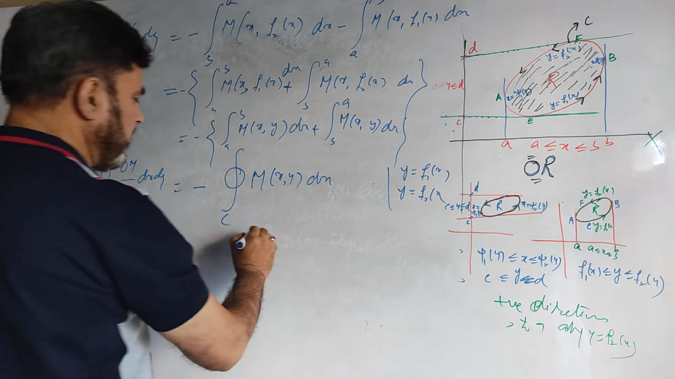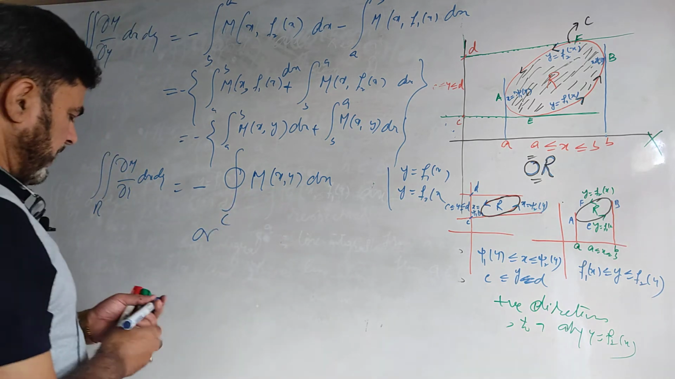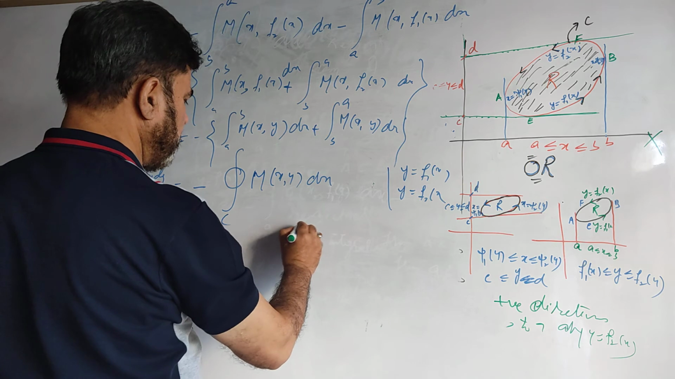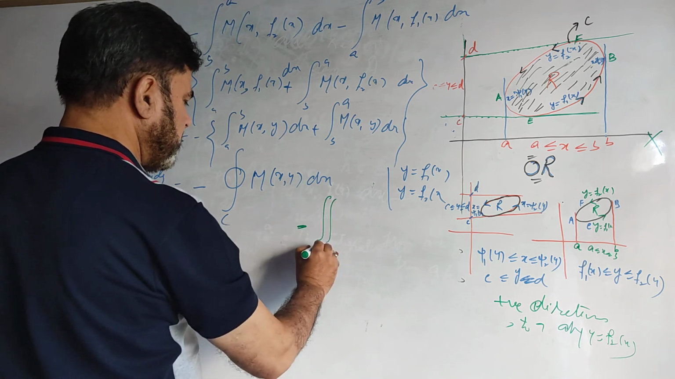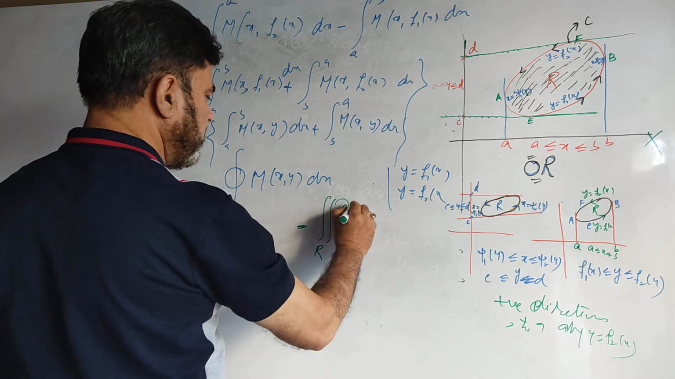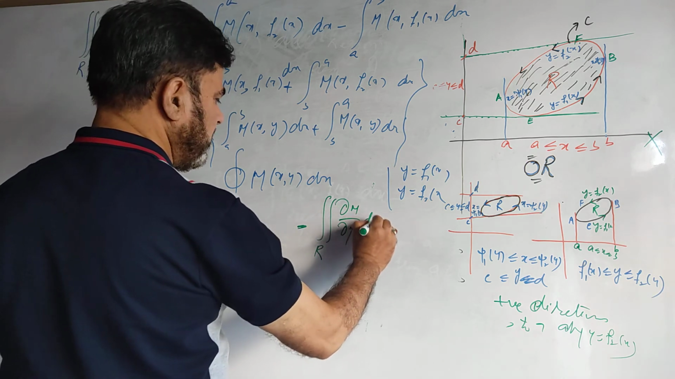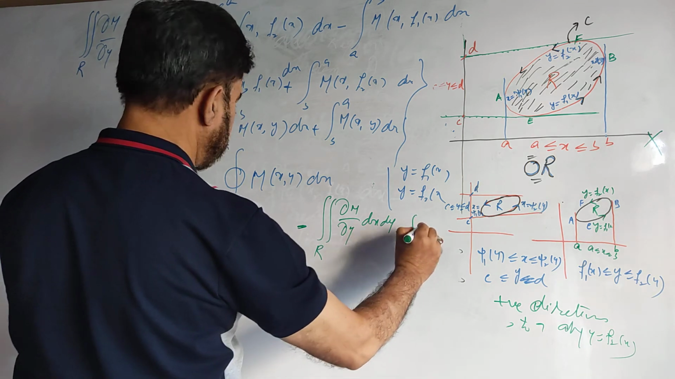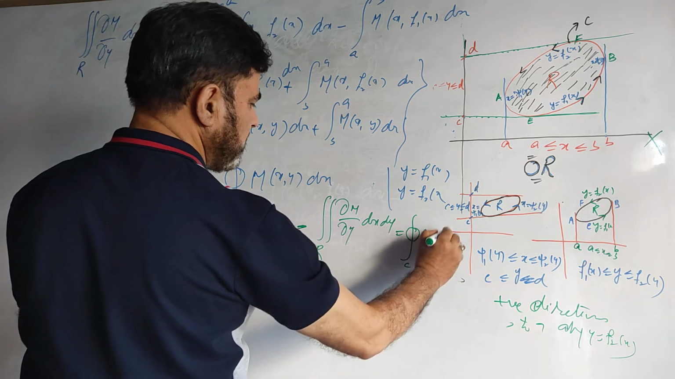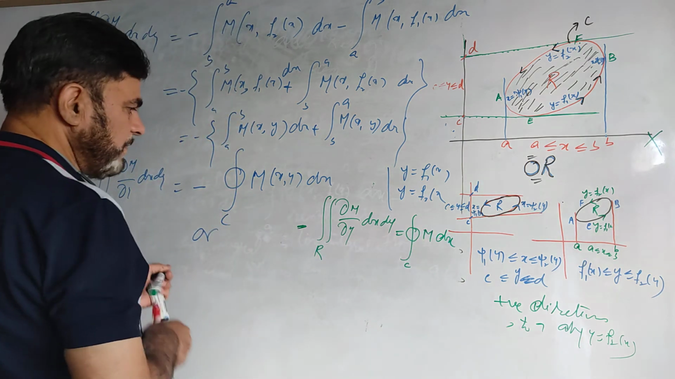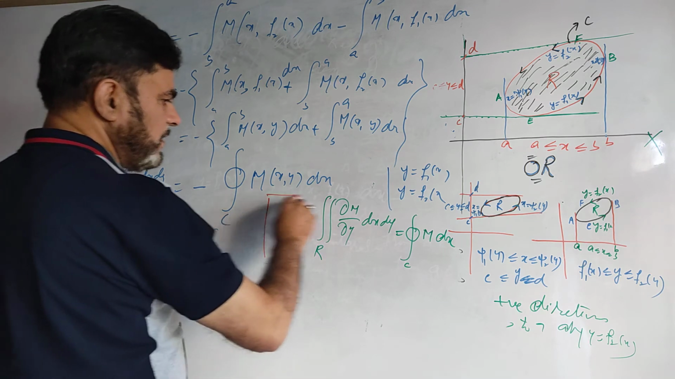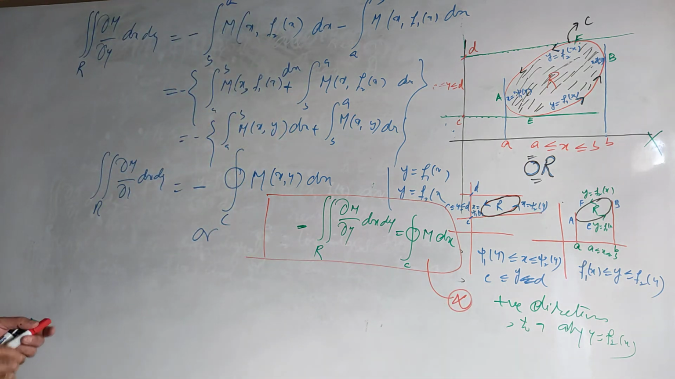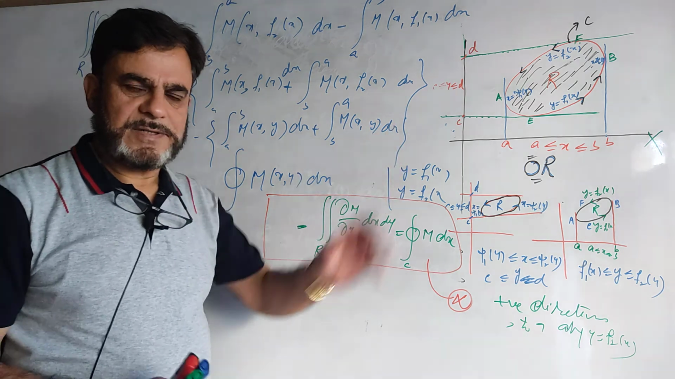Or we can write it with a minus sign: minus the surface integral of the partial derivative of M with respect to y dx dy is equal to the line integral over the closed curve C of M dx. I need it later on, so I will name it equation alpha. Let this be equation alpha. When you have understood this, you have understood the theorem.